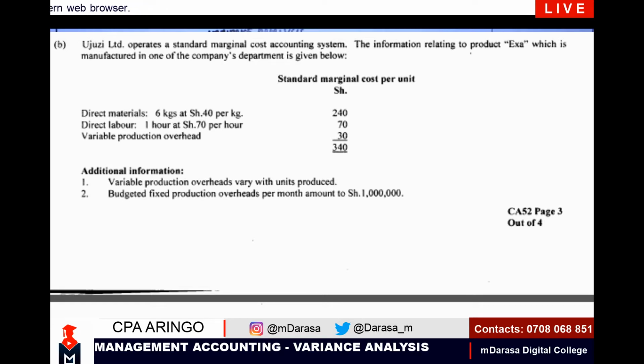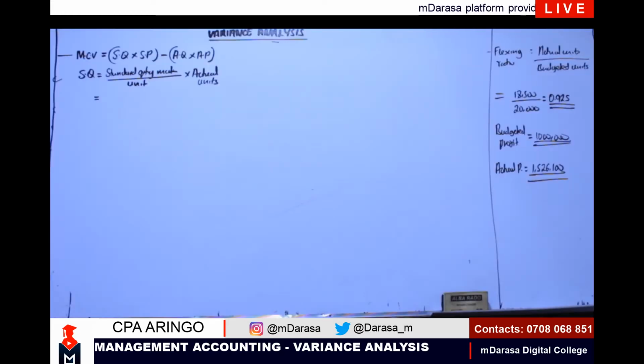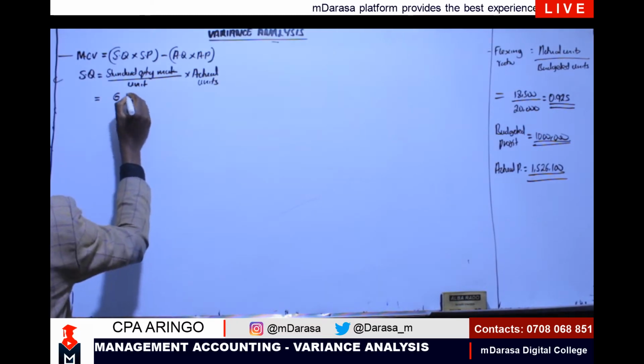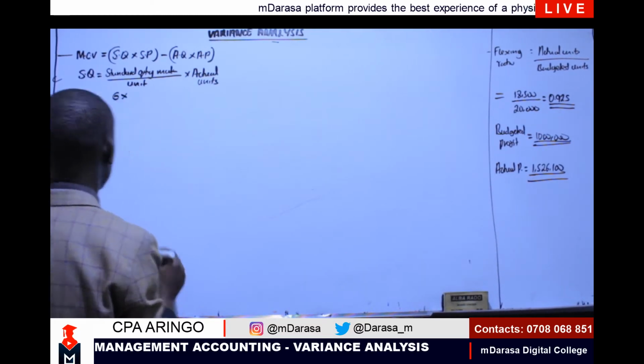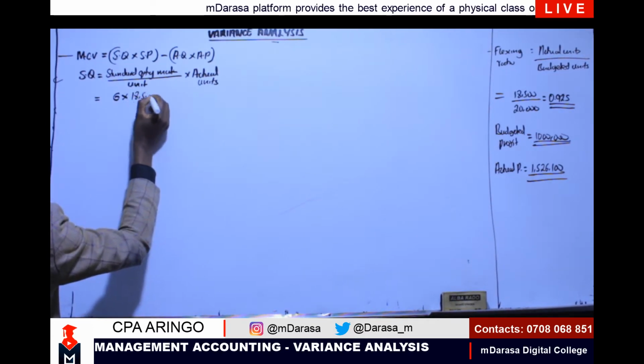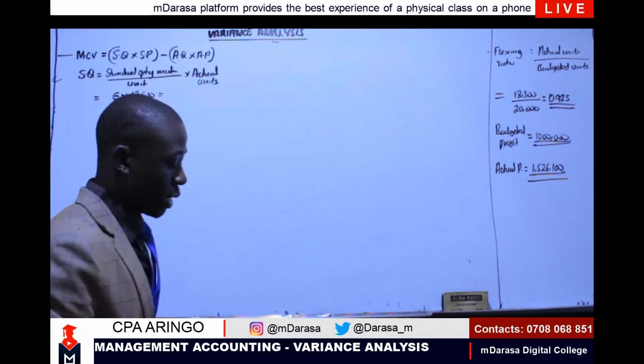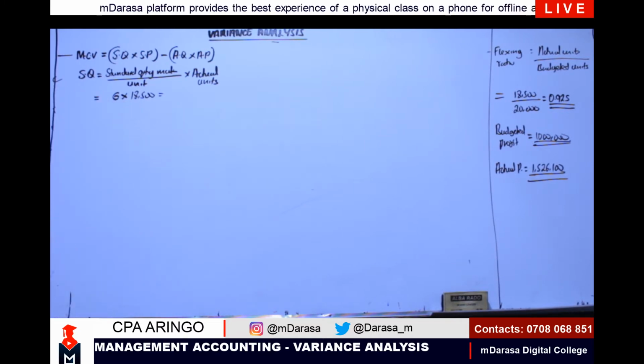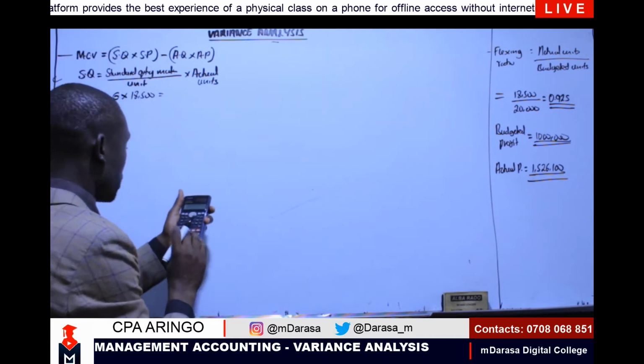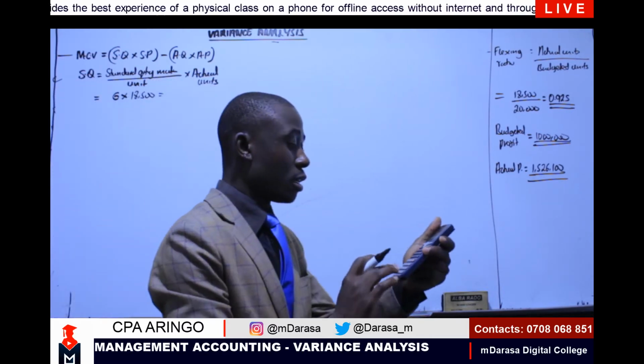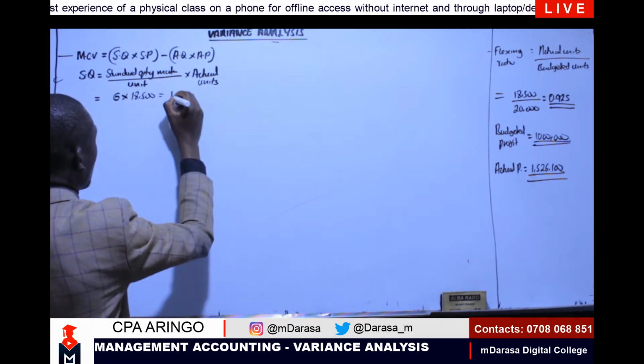So therefore, it means that I budgeted to use 6 kgs in producing 1 unit of our material. So therefore, I should be talking of 6 kgs times the actual units that you are producing. You see that you had how much? 18,500. So confidently, we can determine our standard quantity by taking 6 times 18,500. That should give us 111,000 kgs.